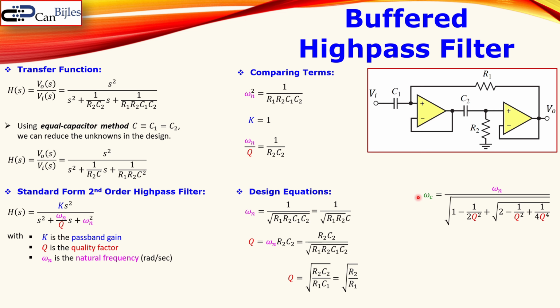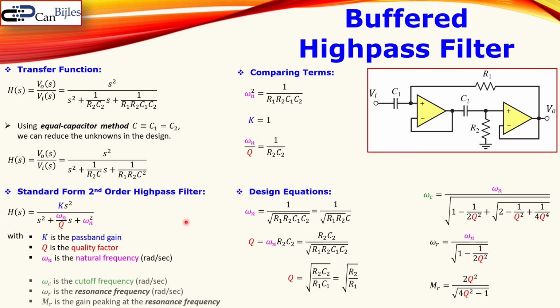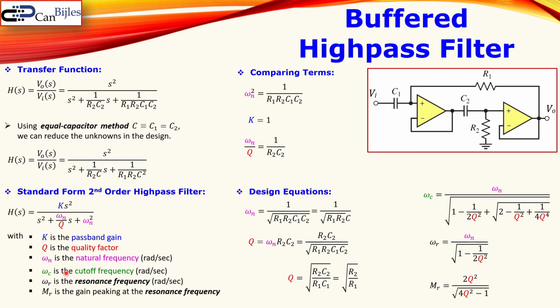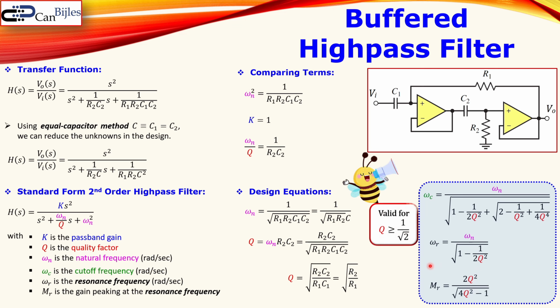The cutoff frequency here, which is the omega C, is related to that natural frequency and the quality factor, which is for the high-pass filter. And the resonant frequency again related to the natural frequency and the quality factor is shown here. There's also the gain peaking, which is called MR, given by this expression. Now you see here the omega C, the cutoff frequency in radians per second, omega R, the resonant frequency, and this is the gain peaking at that resonant frequency. This is a scalar value, not dB, so in order to convert this, you need to do the 20 log of that value. And these are very important equations to do the design. These are only valid for Q equal to or larger than 1 over the square root of 2.